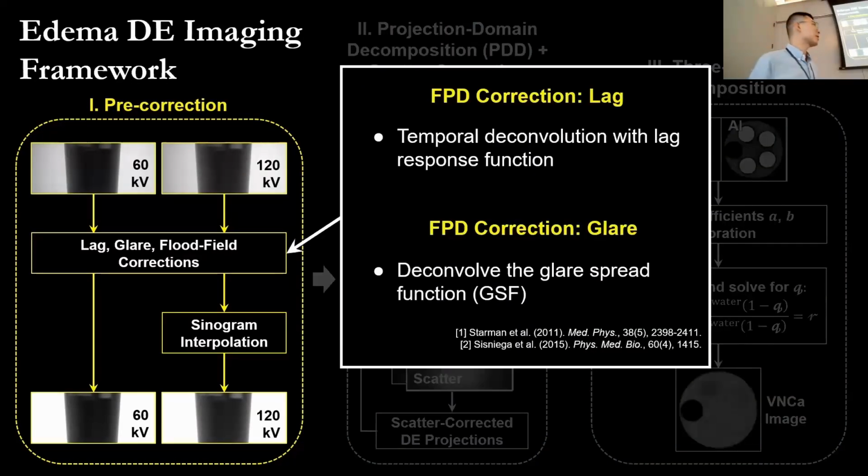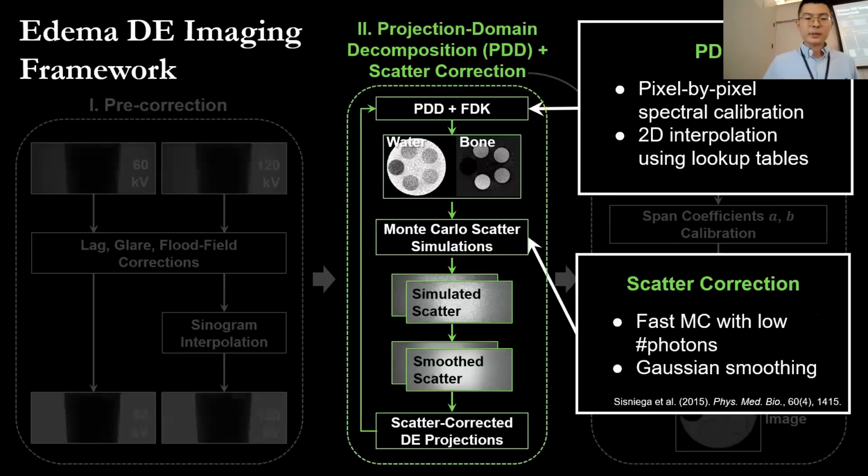Just a couple of remarks for each of these stages. First of all, in the pre-correction stage, we want to do lag and glare corrections. Basically two deconvolution processes. The lag is a temporal deconvolution with the lag response function across all the consecutive frames. The glare is a two-dimensional deconvolution directly onto the projections. It's pretty standard. If you're interested, you can definitely check these publications. We use a pretty similar method.